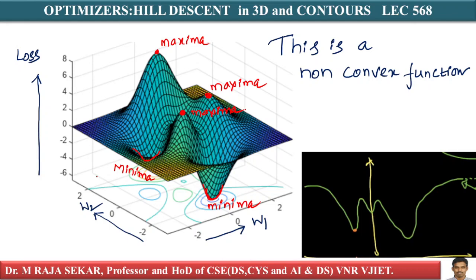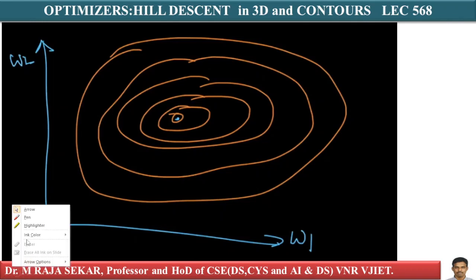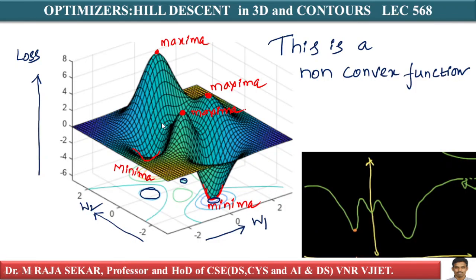And look at the contours like this. Just see, here you have multiple minima. When you have contour plots like this, you have minima here, isn't it? But what about the case of non-convex functions? You have multiple minima and multiple maxima. You can see this in the contour plots. In contour plots, you can identify where the minima is. It is simple and straightforward.